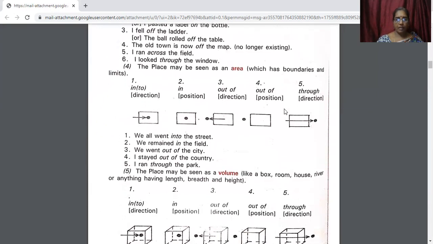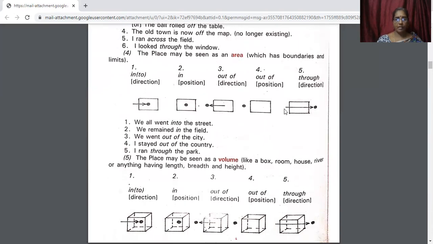The place may be seen as an area which has boundaries and limits. For example, we all went into the street. That tells the direction. We remained in the field. It tells the position. We went out of the city. It tells the direction again. We stayed out of the country. It tells the position again. I ran through the park. It tells the direction. So, if you take the place as an area, then you get this kind of things.